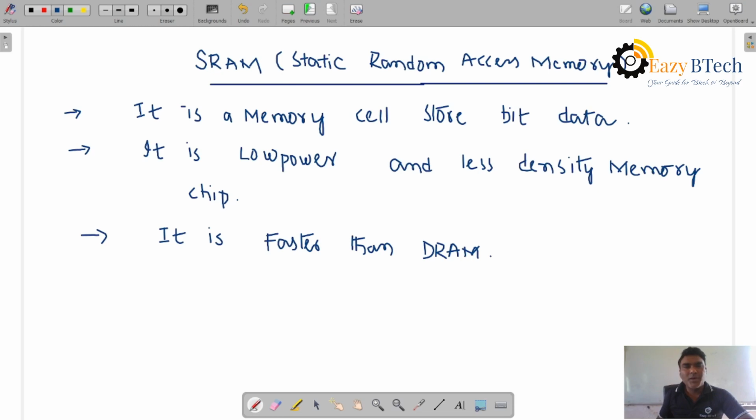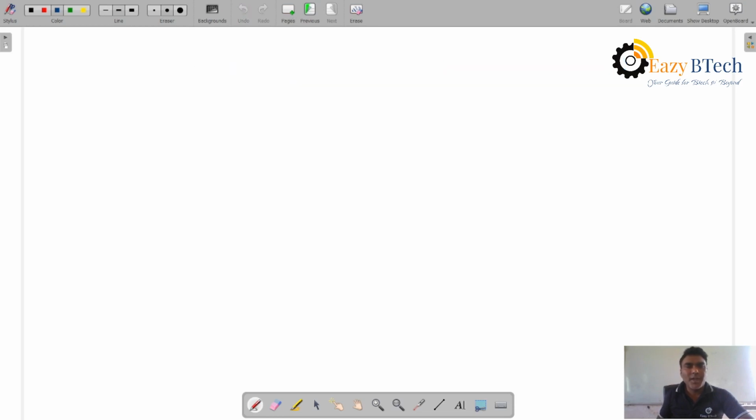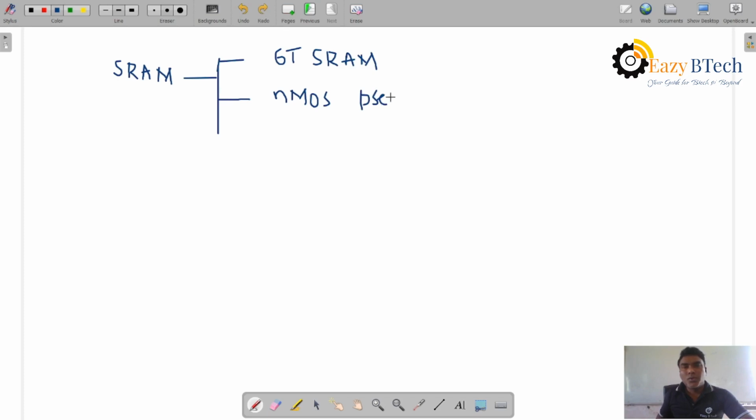Let us see different types of static RAMs. Today we are going to discuss different types of static RAMs. SRAMs are classified into different types. The mostly asked question in external examination is the 6 transistor SRAM, right? It will be asked, 6 transistor SRAM, and the second one is NMOS pseudo static RAM. It is designed by NMOS.